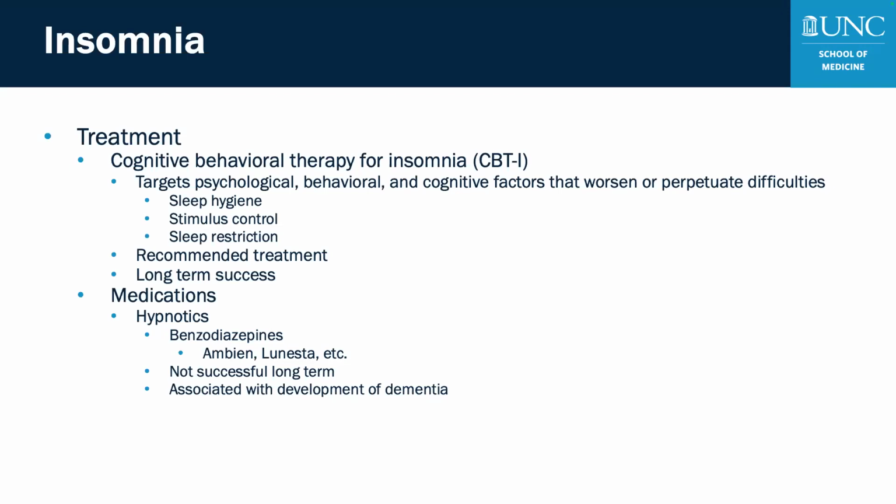Then there's medications, which are hypnotics. The benzodiazepines or benzodiazepine-like substances like Ambien and Lunesta that don't work long term. They're better for really acute things, so less than 3 months of insomnia. And the use of these medications long term is associated with the development of dementia. You're more likely to develop dementia if you take these medications.